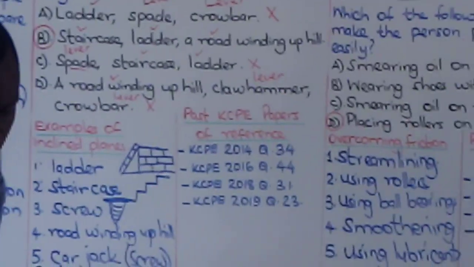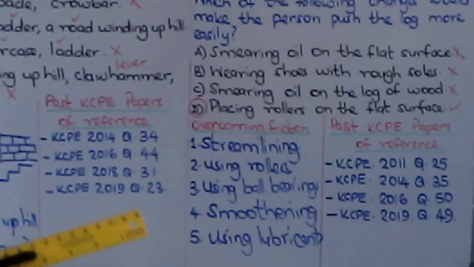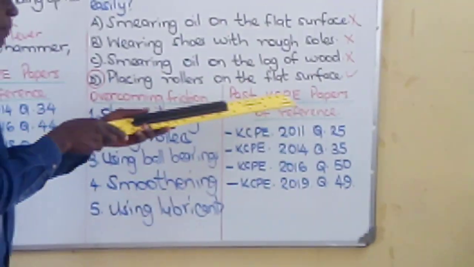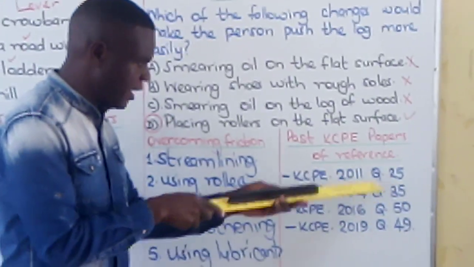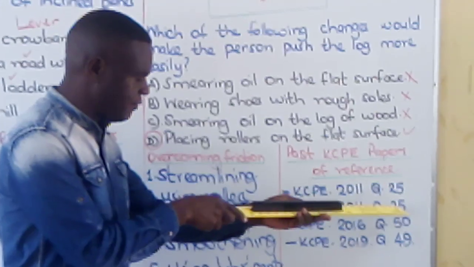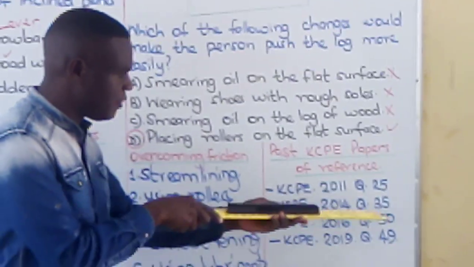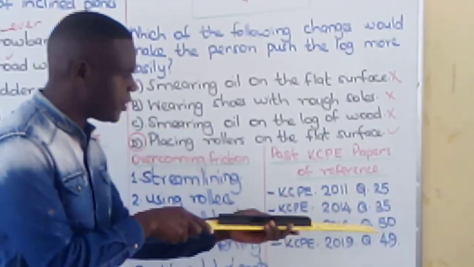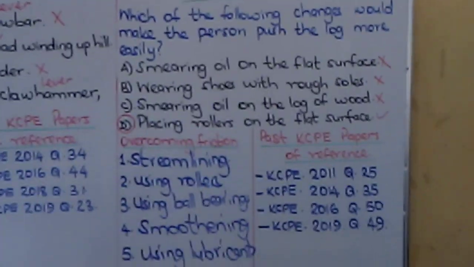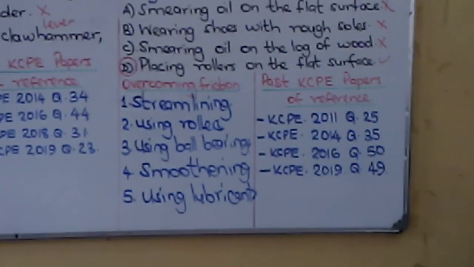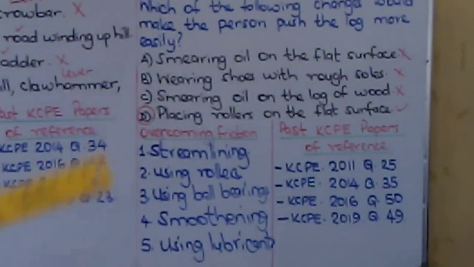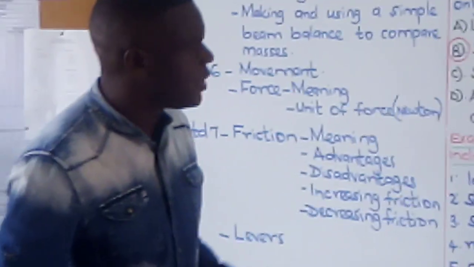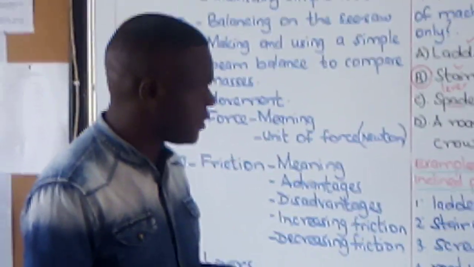Boys and girls, from which other KCPE papers can we refer, past KCPE papers of reference? 2011, question 25, 2014, question 35, 2016, question 50, and 2019, question 49. Those are the papers that you can refer to if you want to revise about friction. These questions in these question papers will give you a variety of questions that are talking about friction. I hope you all understood.